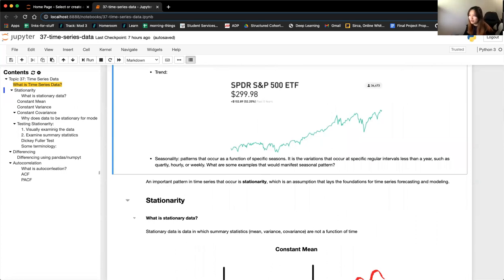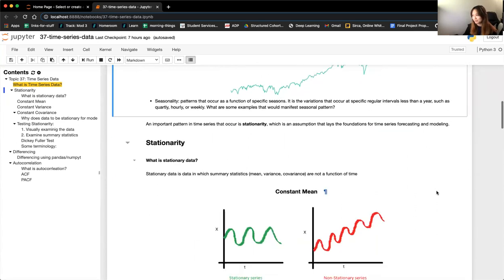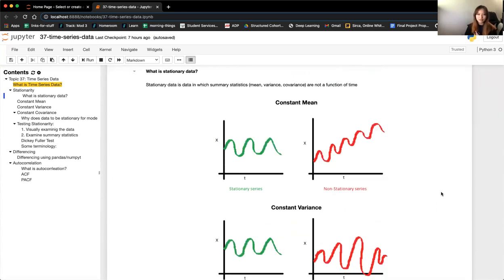Beyond that, an important pattern in time series is stationarity, which is an assumption that lays the foundations for time series forecasting and modeling. The models on Monday that we're going to talk about work best if you can get your data to be stationary. And we'll talk a little bit about stationary data. So the main characteristics of stationary data to look out for is first that it has a constant mean, but also has a constant variance. So for constant mean, you don't want any overall trends, and we'll later talk about ways to correct for these trends. And then also constant variance. If you remember, we had this issue when we were dealing with linear regression, homoscedasticity, if anyone remembers that word.